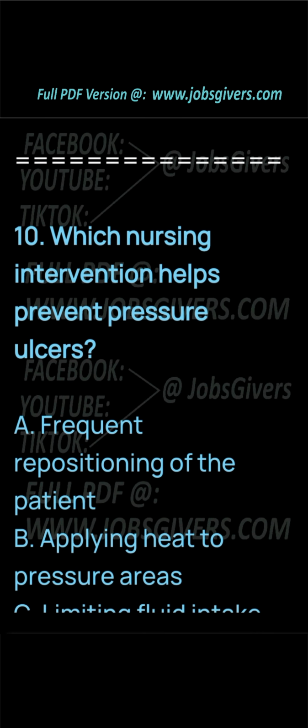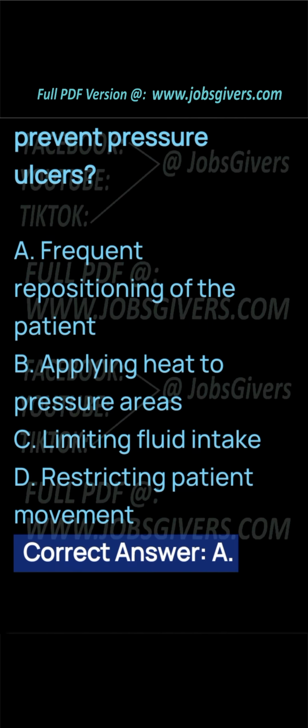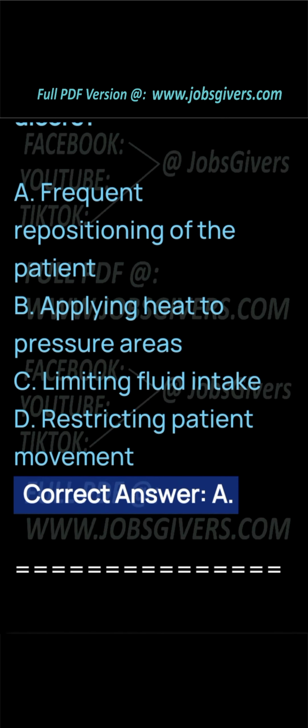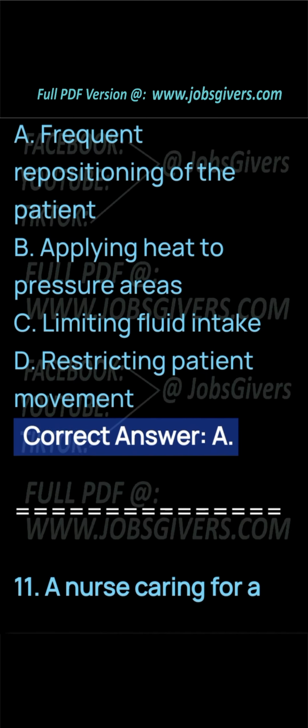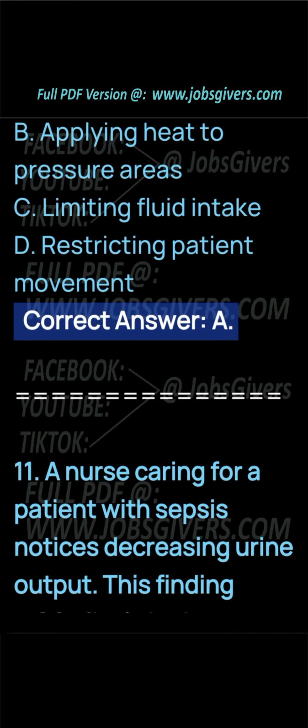Question 10. Which nursing intervention helps prevent pressure ulcer? A. Frequent repositioning of the patient. B. Applying heat to pressure area. C. Limiting fluid intake. D. Restricting patient movement. Correct answer A.